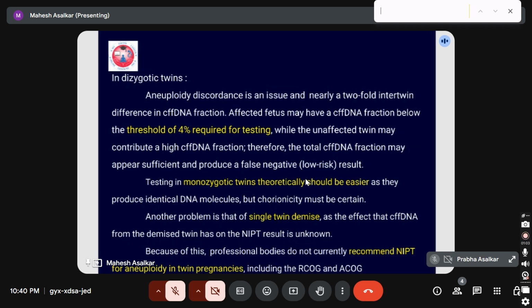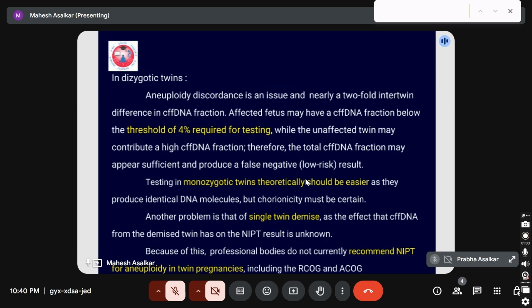But if the affected fetus is not contributing much to the cell-free fetal DNA, and the critical level required to detect is 4%, if the contribution is less than 4%, then it will not be detected, while the normal fetus will contribute more and it will be reported as normal. Okay, you understood this? Yes, sir. So this can be a problem in dizygotic twins.